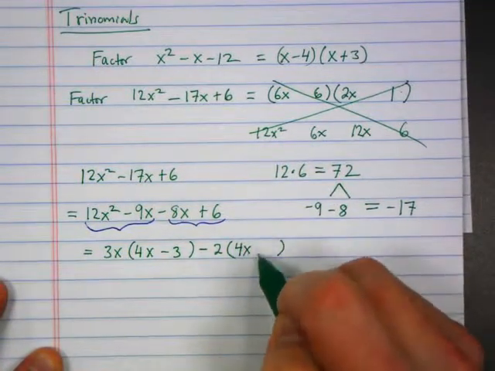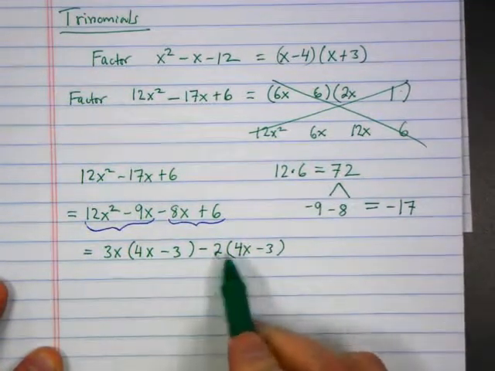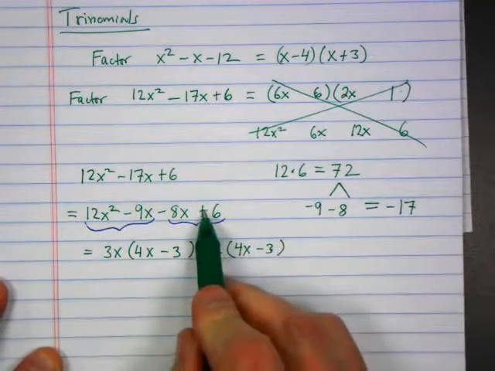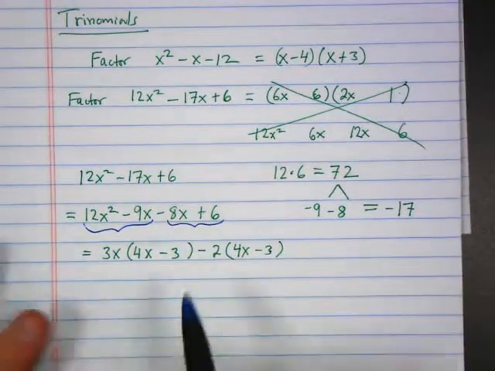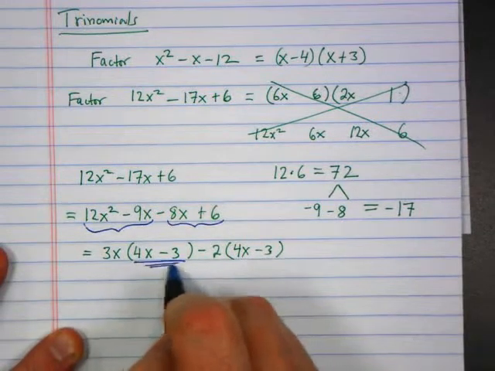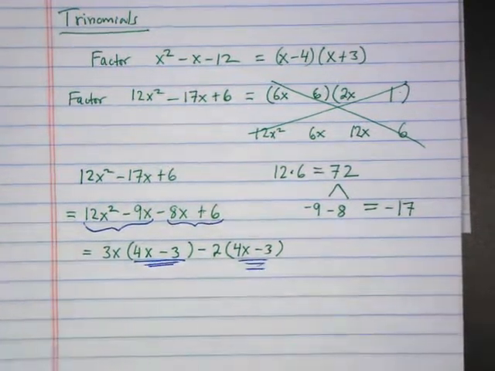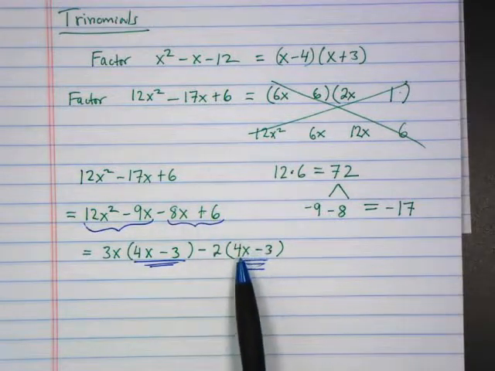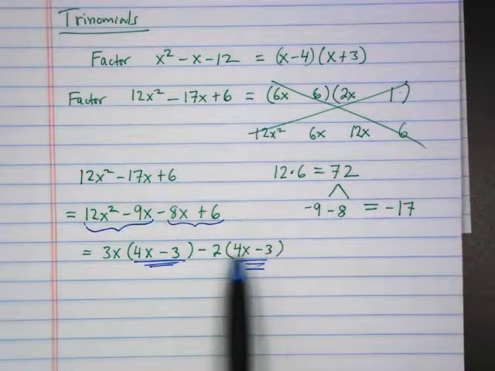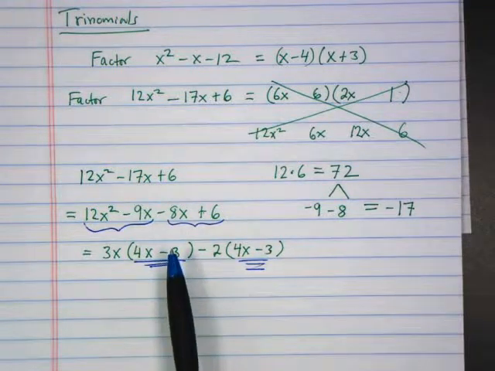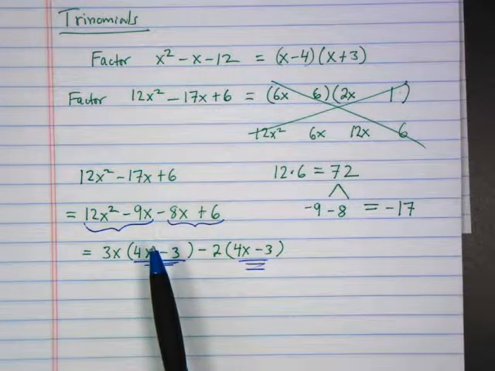4x minus 3, because minus 2 times minus 3 gives plus 6. Again, you know you're doing this right if those two things are exactly the same. So if you forgot to switch the sign here and you wrote 4x plus 3, and over here you get 4x minus 3, that should tell you you made a mistake. You got to go back and fix it.